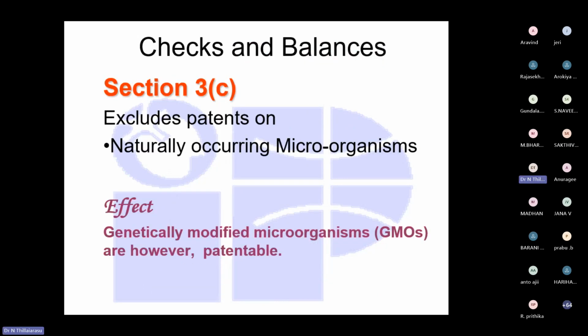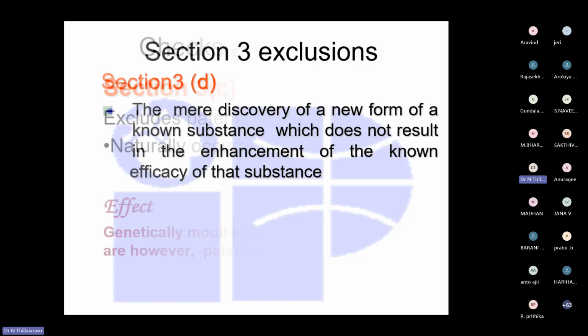Okay. So next, I'll tell you about the excluded patents on naturally occurring microorganisms. Generally, modified microorganisms, that is GMOs, are patentable. You are not capable of filing a patent on an already existing microorganism. If you have done some modification to the existing microbiological formation, it is patentable.